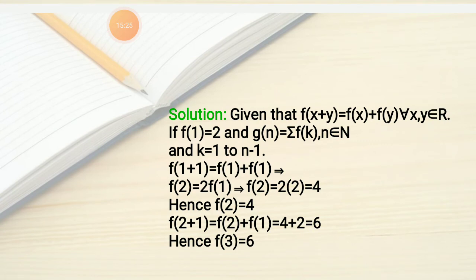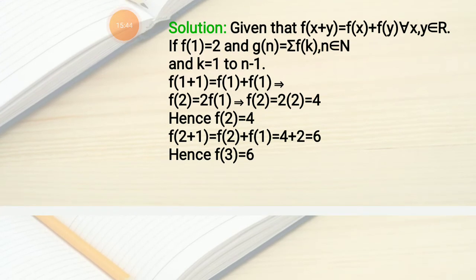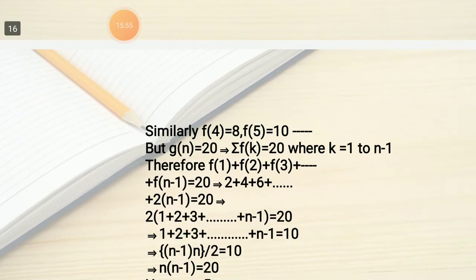Given that f(x + y) = f(x) + f(y) for all x, y belonging to R, if f(1) is equal to 2 and g(n) is sigma f(k), k runs from 1 to n minus 1. f(1 + 1) = f(1) + f(1), which implies f(2) is equal to 2 into f(1). But f(1) is 2, so 2 into 2 is 4, hence f(2) is 4. Now take x equal to 2, y equal to 1: f(2 + 1) is f(2) + f(1). f(2) is 4, f(1) is 2, so 4 plus 2 is 6, f(3) is 6, and go on with f(4).